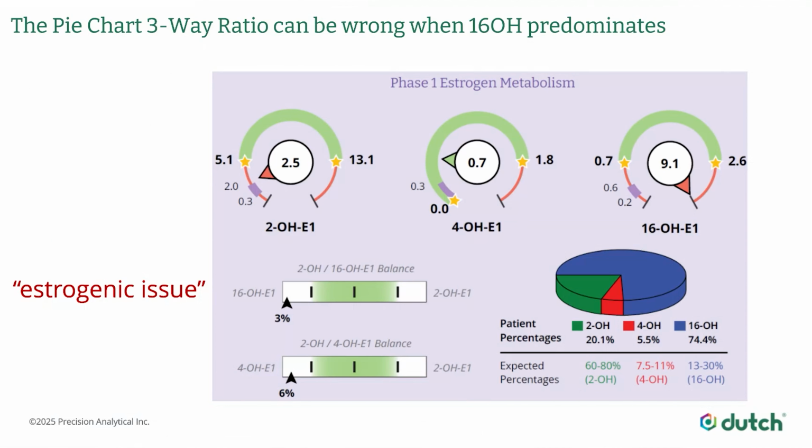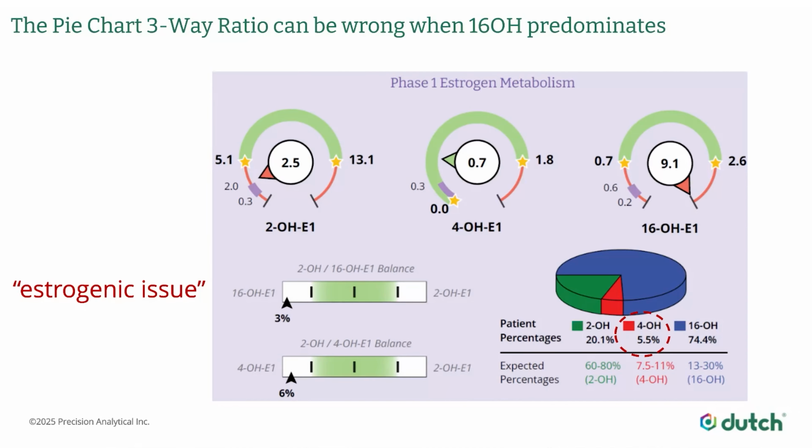But let me show you a case where it really highlights the importance of my point. In this case, the 16-hydroxy is really big. At 9.1, we can see there's a lot of that. So the 16 is dominating the 2. We can also see that as an estrogenic issue on the slider on the left. So the pie chart and the slider tell a very similar story in terms of what's going on.